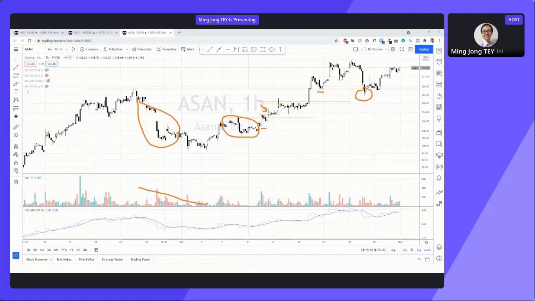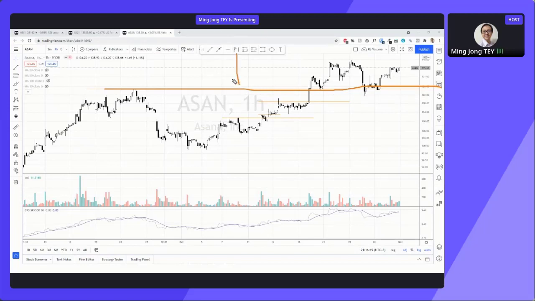Okay. I see the problem, because if you take a closer look here, your structure is this, right? So although your entry is based on a very small structure, overall, by leaning on this big structure, you see the breakout. After the breakout, a test, and then continuation. Subsequently, there's another test here. But we always want to think of the support as an area rather than as a single line.